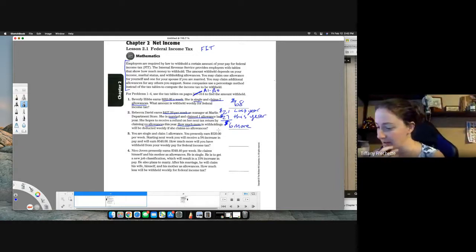So the next ones, wanted to see if there's anything to note. So you're going to do the exact same thing on this next one here. You are single and claim 1 allowance. You presently earn this much money. Starting next week, you will receive a 5% increase in the pay, and you will earn.